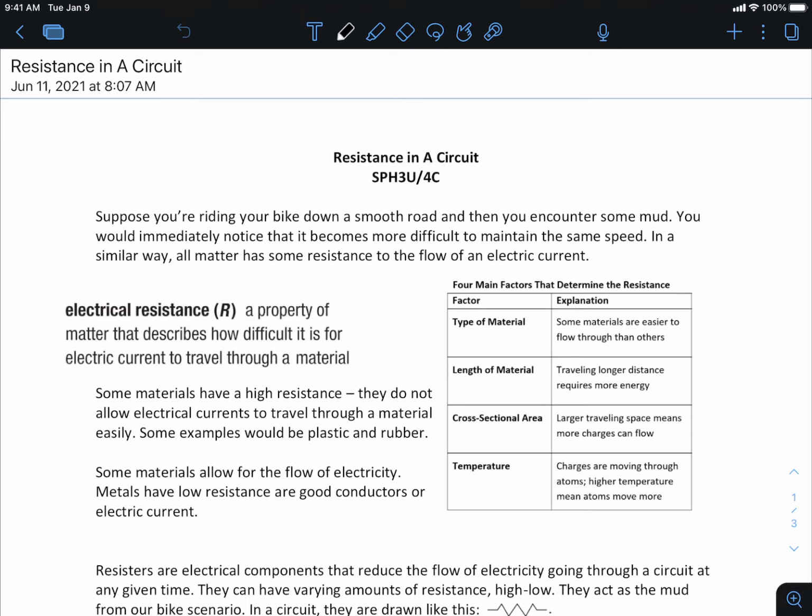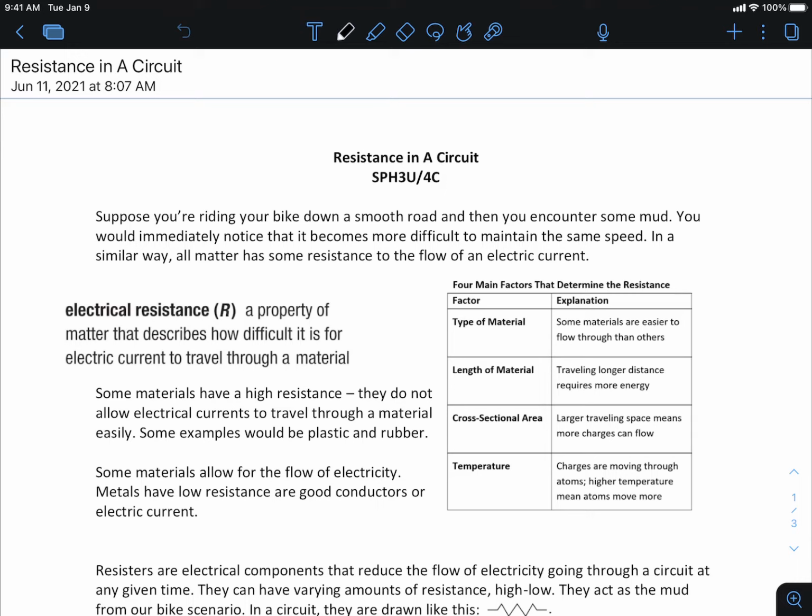So let's suppose you're riding your bike down a smooth road and then you encounter some mud. You would immediately notice that it becomes more difficult to maintain the same speed. In a similar way, all matter has some resistance to the flow of electric current. It's going to cause a decrease in energy, which you now understand as kinetic energy. If we decrease the velocity, we decrease the energy of this person riding their bike, right?